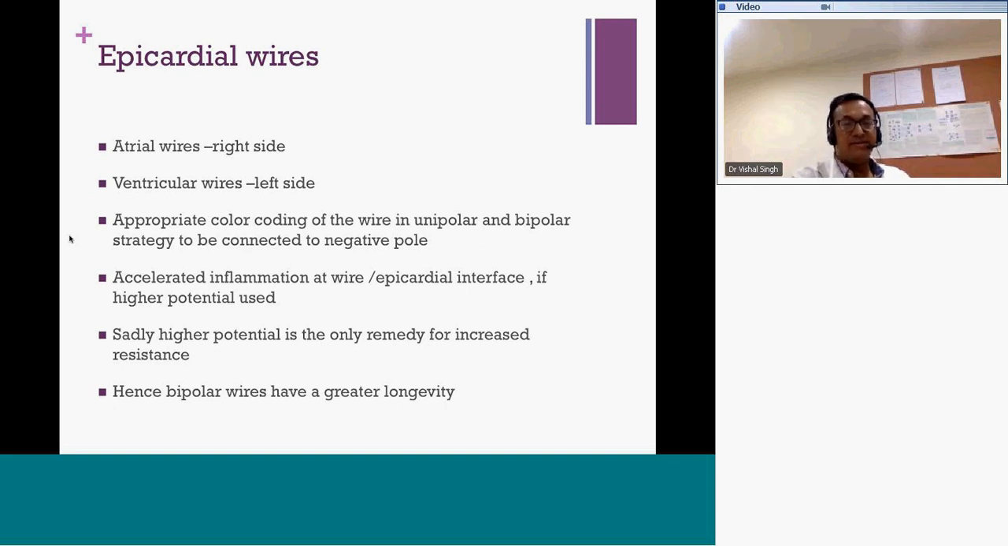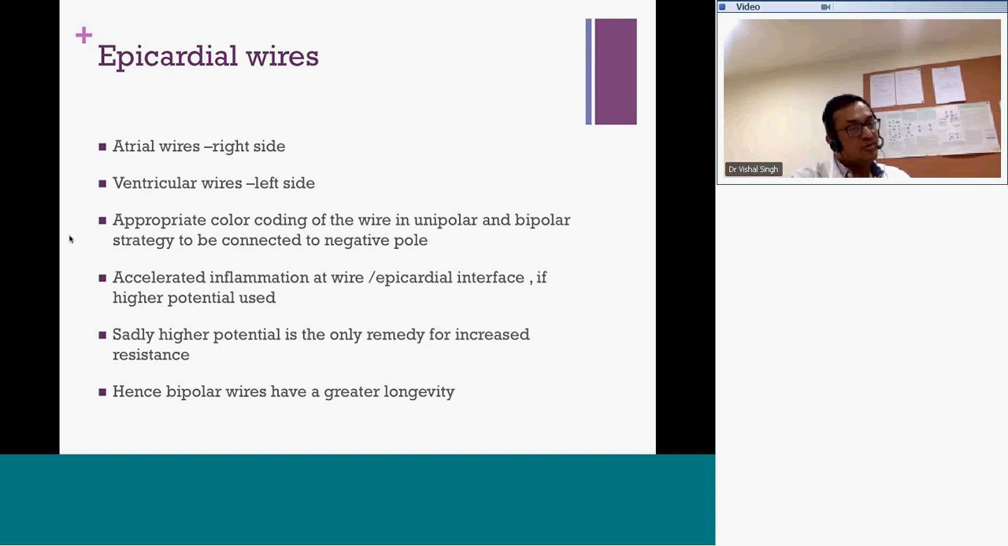There is no confusion. Now, this is a foreign body which is there in the heart. There will be inflammation around it, and hence there is an accelerated inflammation via epicardial wires if a higher potential is used. More the current, more the damage. Hence, you should try to avoid very high potential. So that's a two-way thing.